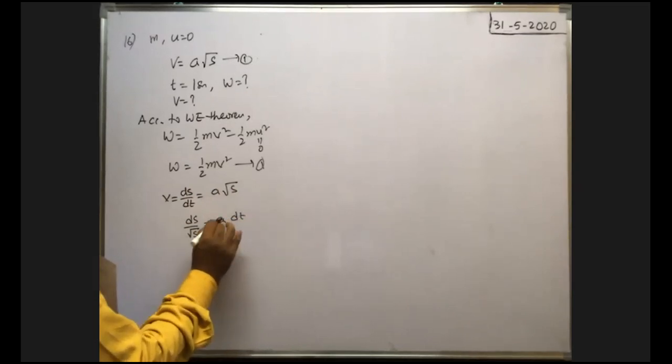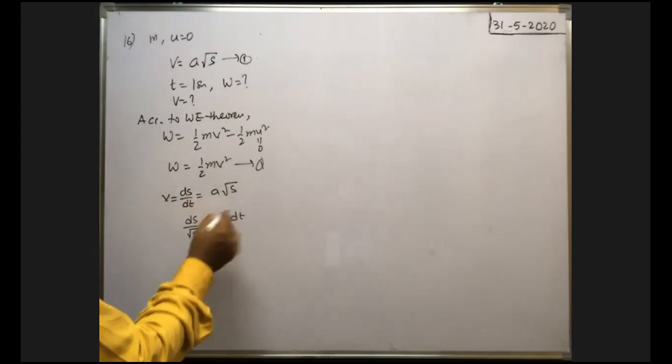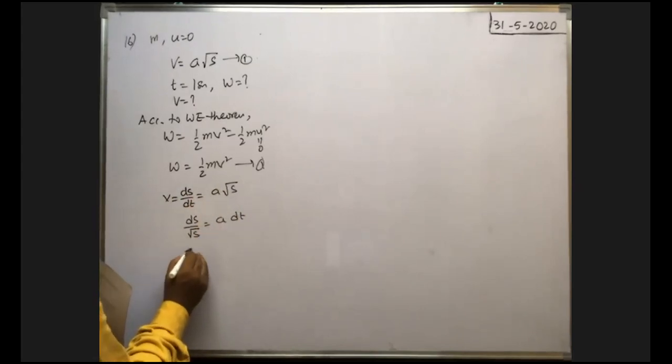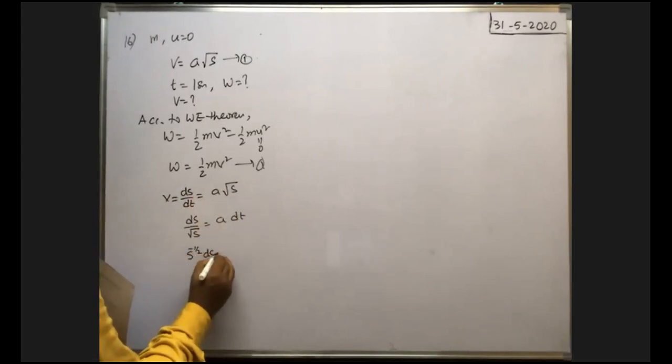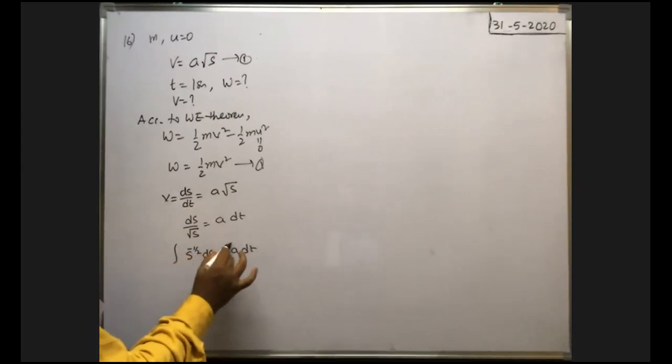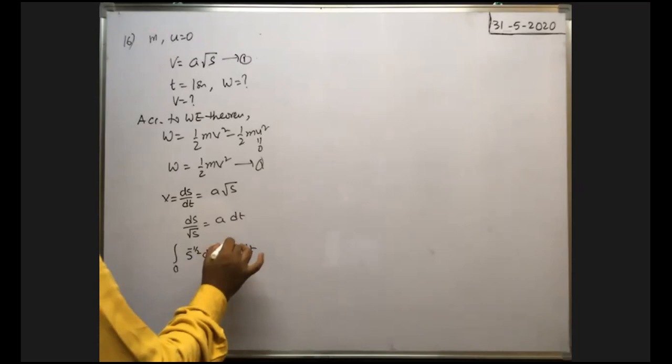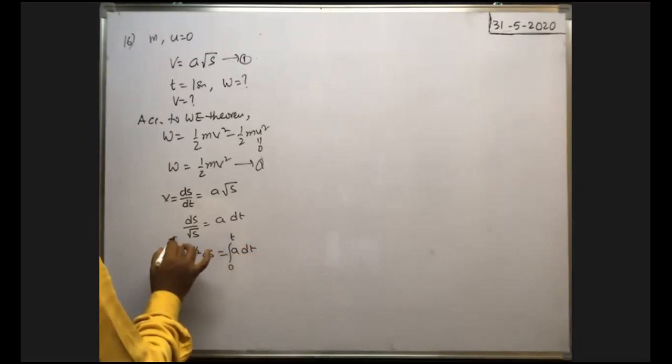Here a is constant, not acceleration. ds by root s is equal to a into dt. Root s can be written as s to the power of minus half into ds is equal to a into dt. Now you do integration on both sides. At t is equal to 0, the particle starts from rest. That's why displacement is also 0. After a time t seconds, the displacement of the body is s.